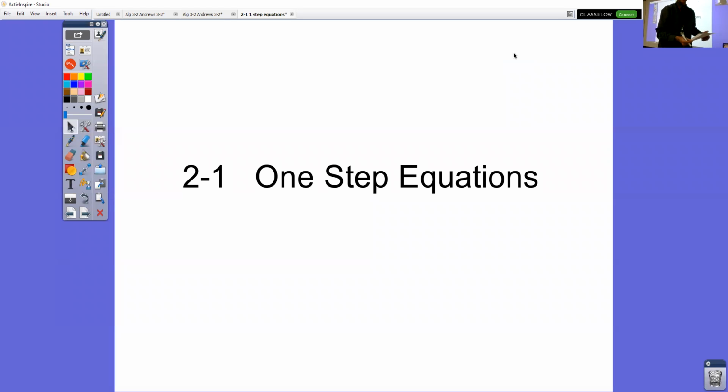This is the lesson for 2-1 one-step equations. Whenever you want to solve an equation, the goal is to get the letter all by itself. Most of the time you do that by doing the opposite operation.